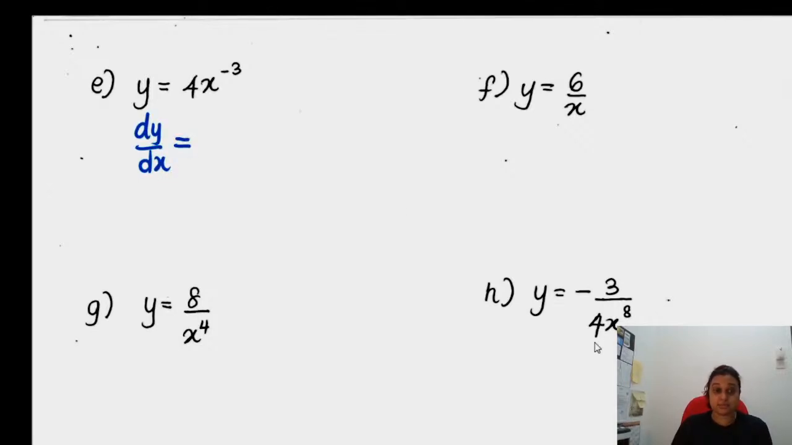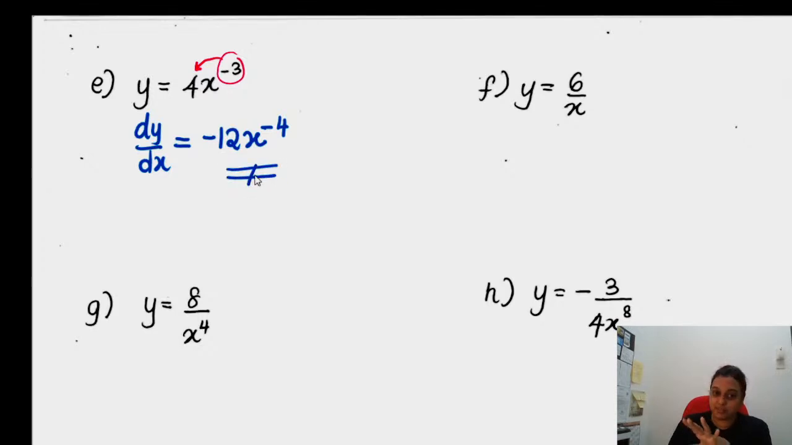dy/dx. Even though the power is negative, the method is the same. Take the power and multiply it with the front number, because in front there is already a constant. So 4 times negative 3, you will get negative 12. Then x to the power of negative 3 minus 1, you will get negative 4. You can leave your answer like this.